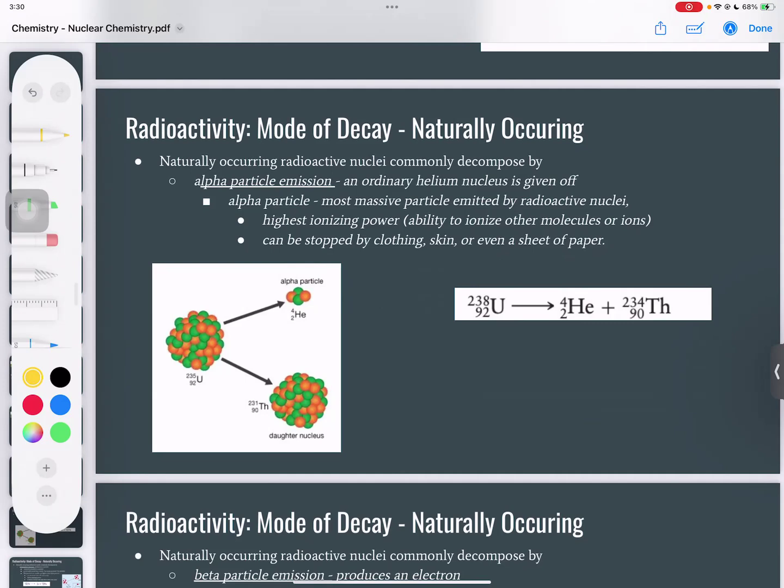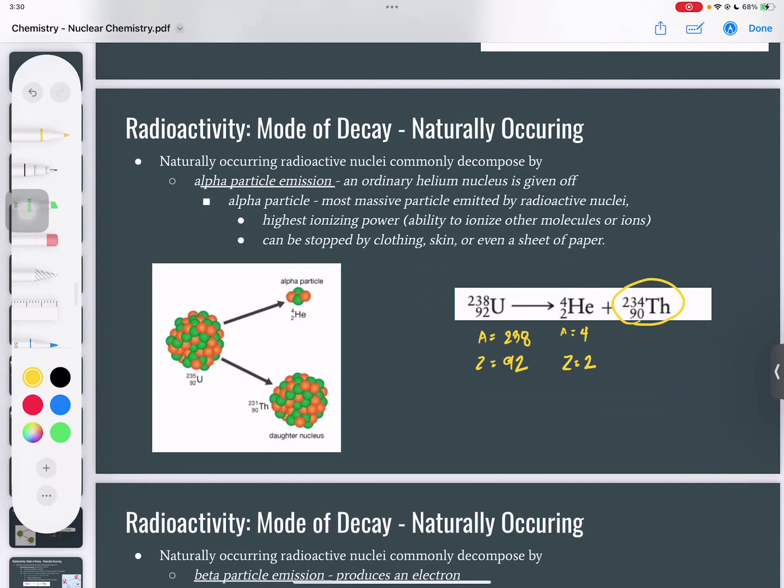And how do you get the other product? It should be balanced, right? So on the left side, the total A is 238, and the total Z is 92. But for the alpha particle, you have an A of 4 and a Z of 2. So you just subtract it to predict the next product.